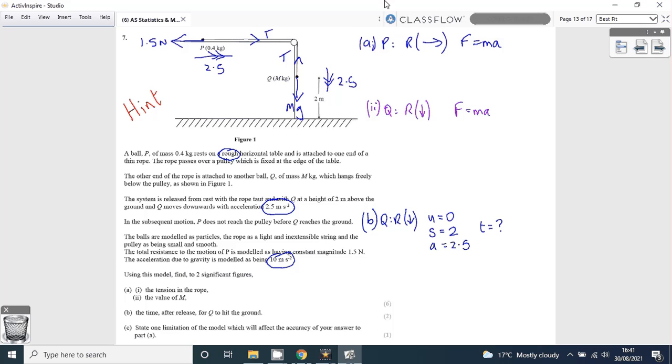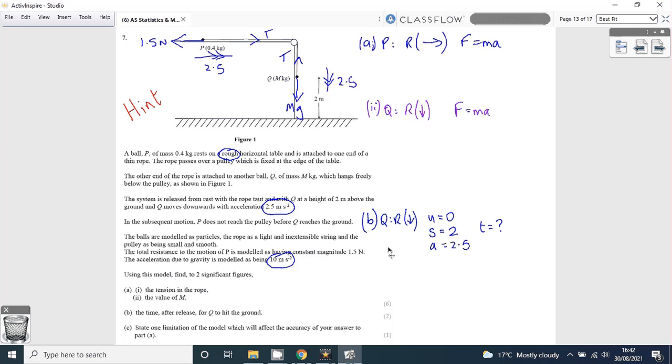Now for part 2, in order to find the value of m, the mass of Q, we're going to resolve for Q again in the direction of motion, which is downwards. The two forces involved are the weight, which is mg, and the tension, which is going to be smaller given that it's moving downwards. So is it going to be mg minus T or T minus mg? Then if you substitute in the tension from part A, you're able to work out the value of m.